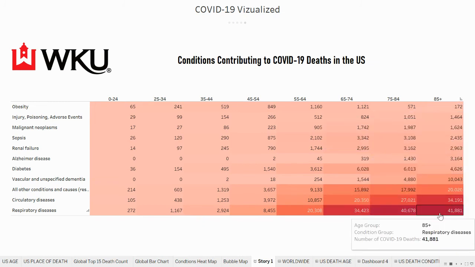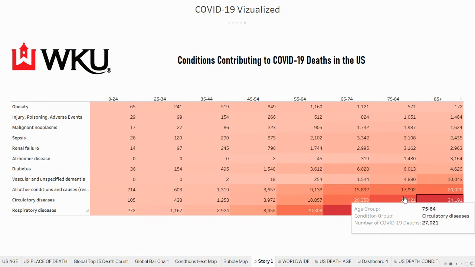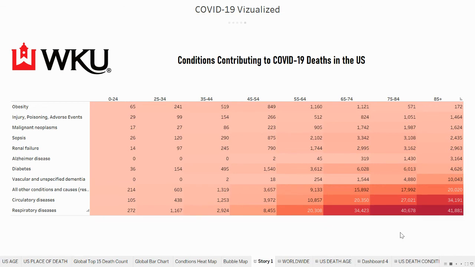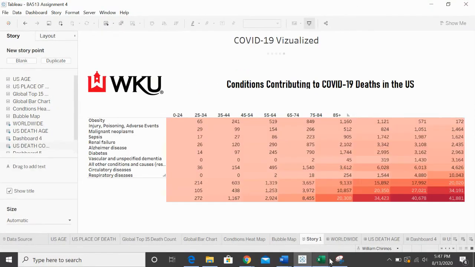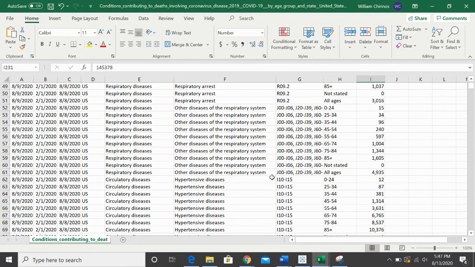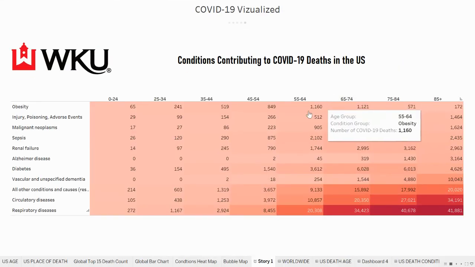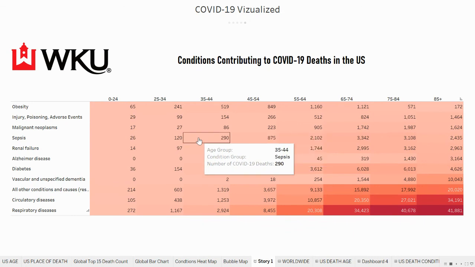85-year-olds and up with respiratory diseases made up 41,881 of coronavirus US deaths. The next is 75 to 84-year-olds with respiratory diseases, and circulatory diseases comes next. So this, again, we've gone from this data here, tens of thousands of rows of just numbers and letters, and we've made it into a product that is really easy to understand and really gives us a lot of insight into data.